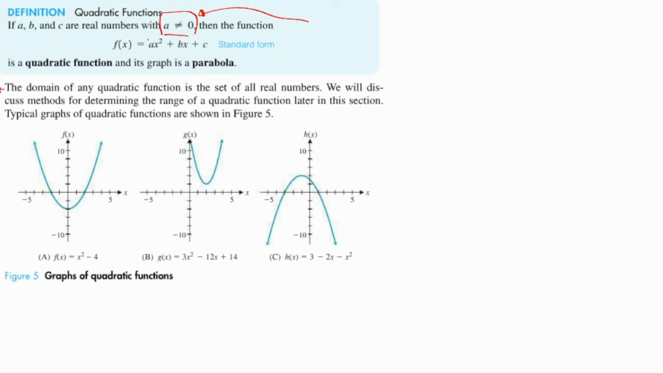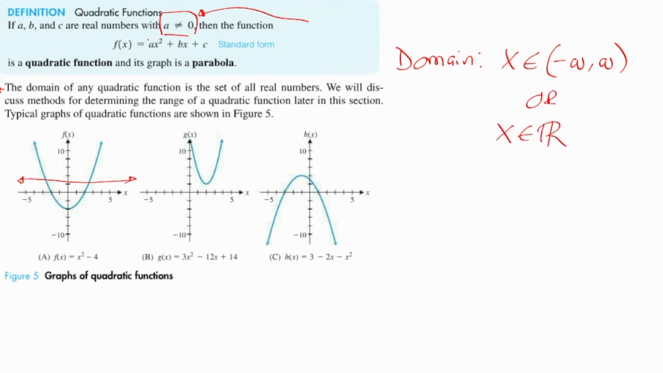The domain of a quadratic function is the set of all real numbers. We see that we can choose any x value from negative infinity to positive infinity. So the domain is x, which belongs to the set from negative infinity to positive infinity, or x, which belongs to the set of real numbers. The range will go from the minimum value of the parabola and extend to positive infinity, or from the maximum value of the parabola from negative infinity.